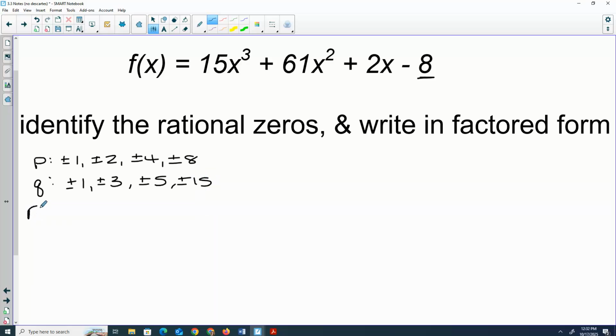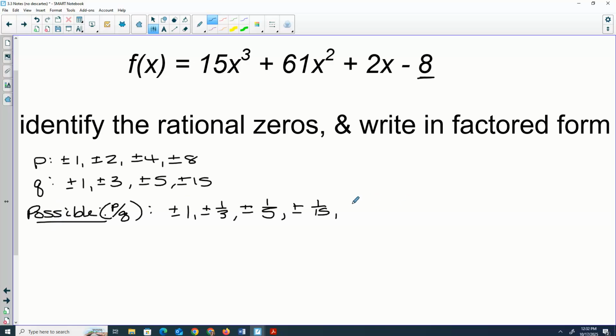Okay, and then we get our possible zeros. That's P divided by Q. So still plus and minus. So every P over every Q value. So if I start with P value of 1, I have to do 1 over all those things. So 1 over 1, 1 over 3, 1 over 5, 1 over 15.